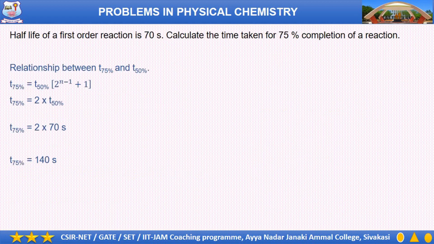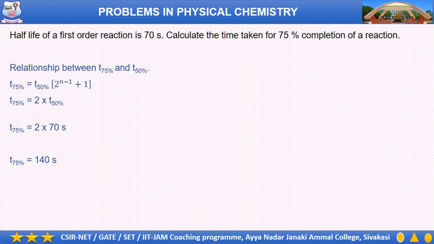And the next simplest problem. Take down the problem. The half-life of a first order reaction is 70 seconds. Calculate the time taken for 75% completion of the reaction.